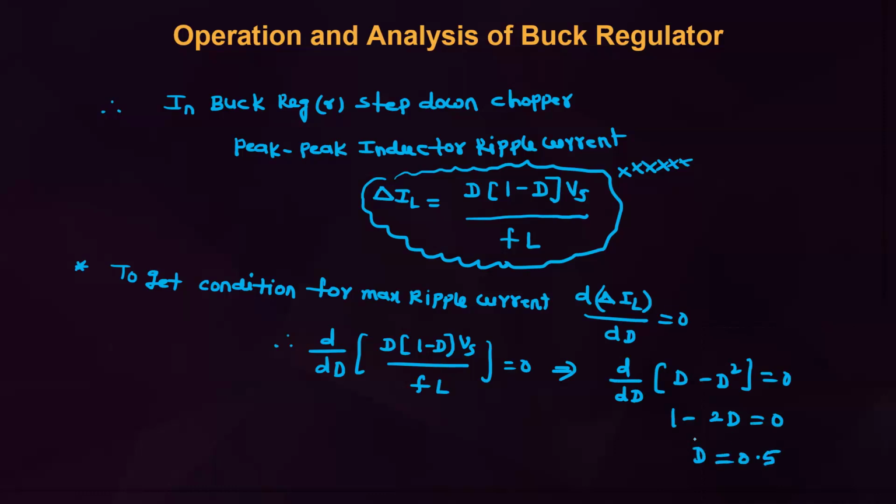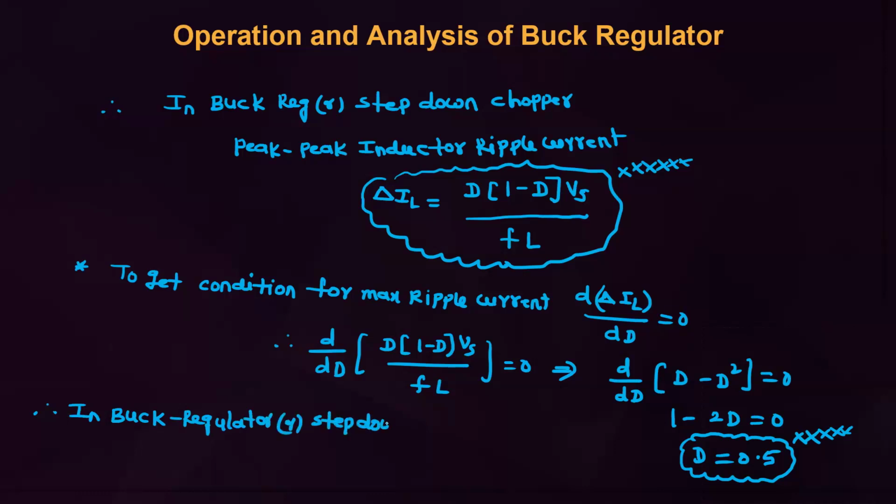Very important for those preparing from the PSU point of view, state government jobs point of view also it is important. In buck regulator, at what duty cycle are ripples maximum? 0.5. Therefore, in buck regulator or step down chopper, ripples are maximum. Come on, students.